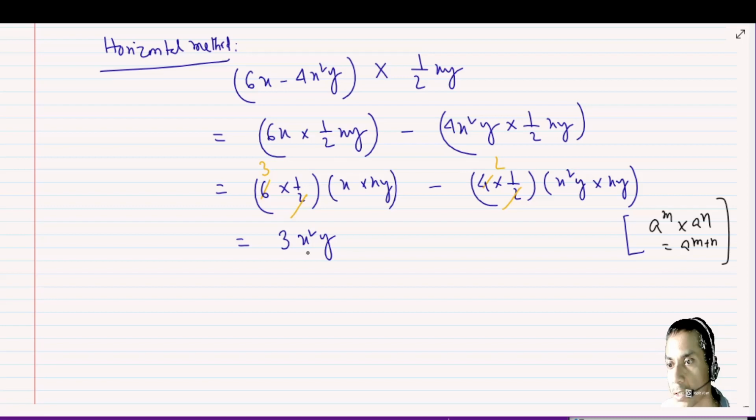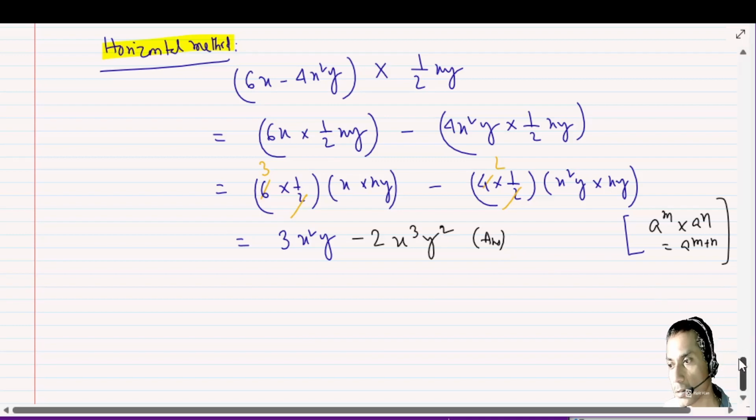Clear? So x into xy is actually, here the power is 1 and here the power is 1, that is 2 and y. Clear? And here we get, after simplifying, this 2 and x is 2 plus 1, 3, and y is 1 plus 1, y square. That is the correct answer. So this is the horizontal method of the multiplication.